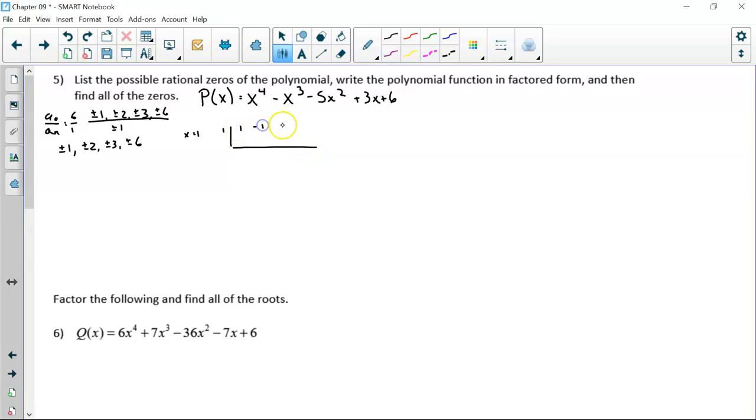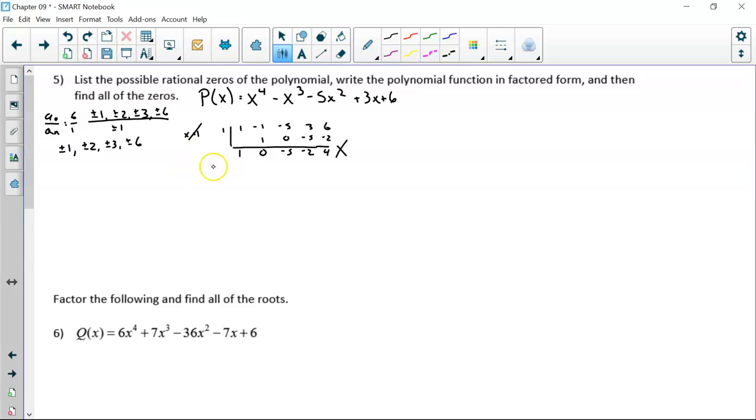1, negative 1, negative 5, 3, and then 6. Bring down the 1. 1 times 1 is 1. Add, you get a 0. 1 times 0 is 0. You get a negative 5. 1 times negative 5 is negative 5. You add, you get a negative 2. 1 times negative 2 is negative 2, and you get a remainder of 4. We need a remainder of 0, so that didn't work. X equals 1 is no good.